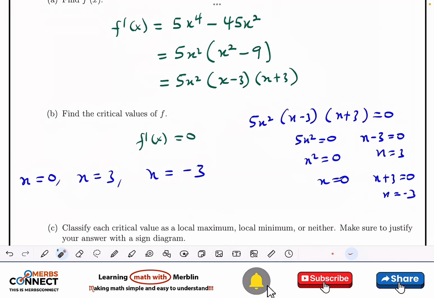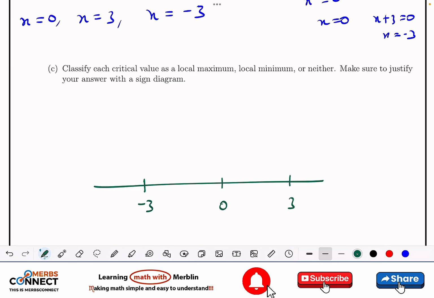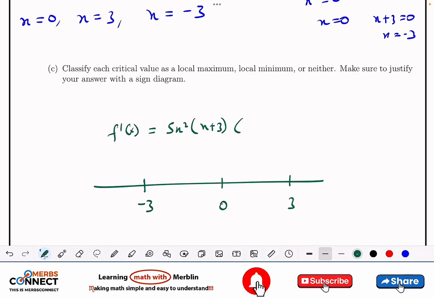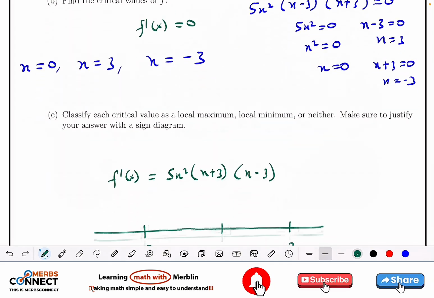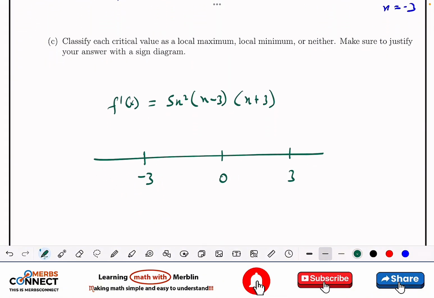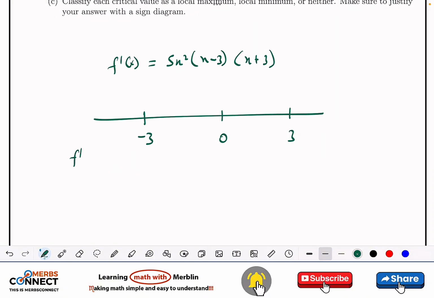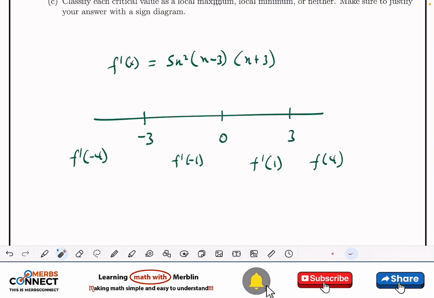Now don't forget we are using f prime. So let's write f prime on the top here. f prime of x is equal to 5x squared times x plus 3 times x minus 3. Right? Good. So we can pick any value before minus 3, which will be minus 4, and between minus 3 and 0 we can pick minus 1, between 0 and 3 we can pick 1, and here we can pick 4. So plug in minus 4 here. Since this one is squared, we don't even think about it, because whether positive or negative, it will make it positive.